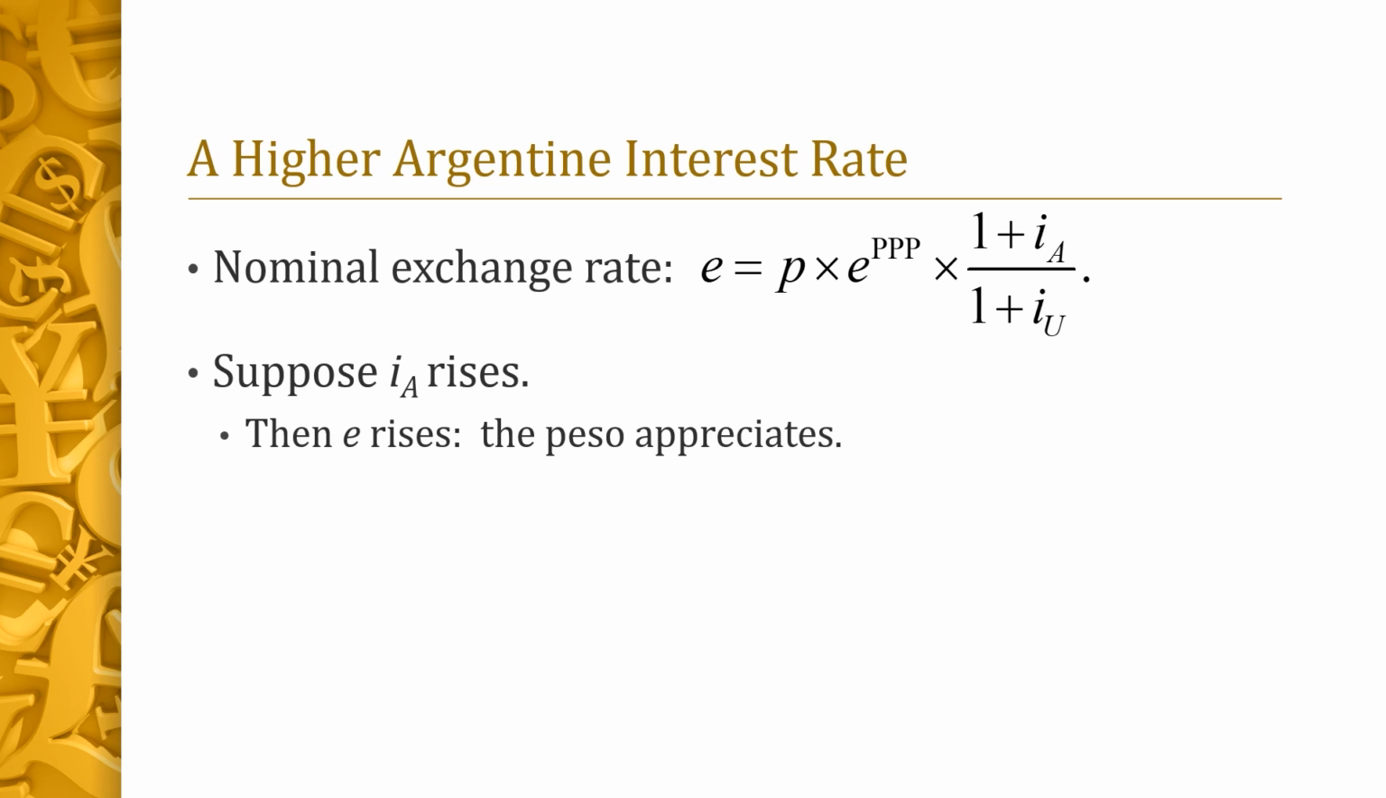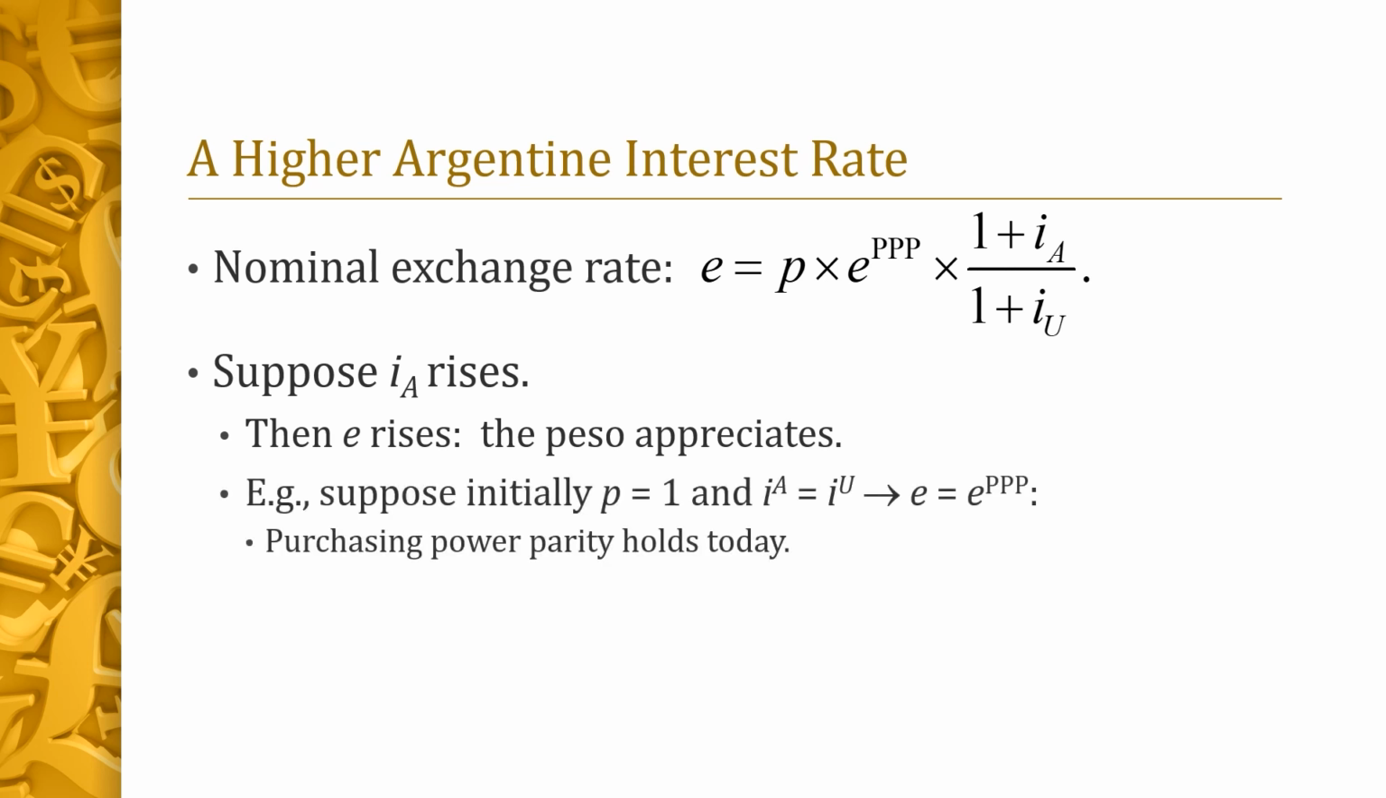For instance, suppose that the Argentine interest rate suddenly rises. Then, by the equation, the nominal exchange rate E must also rise. The peso rises in value, or appreciates, relative to the dollar. To take a concrete example, let us suppose that the default risk is 0. The probability P of repayment is 1. Assume, moreover, that the interest rates in the two countries are initially equal. By the formula, this implies that purchasing power parity holds today. The current nominal exchange rate E equals the purchasing power parity exchange rate of EPPP.